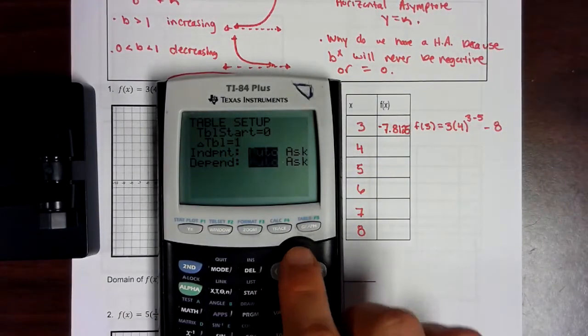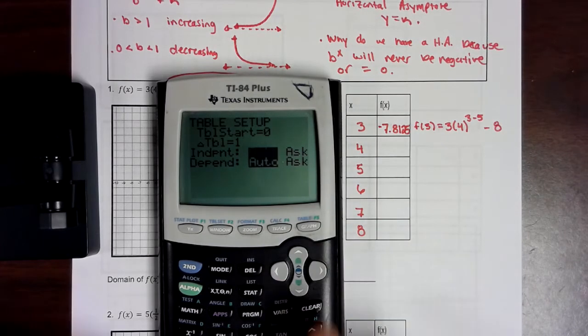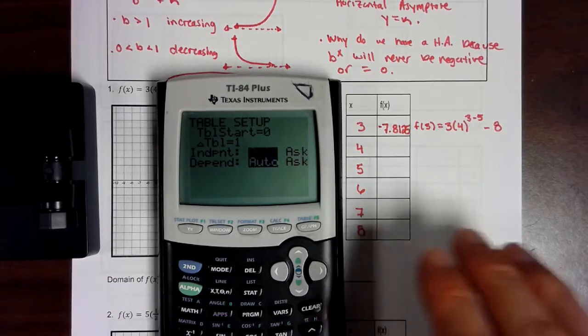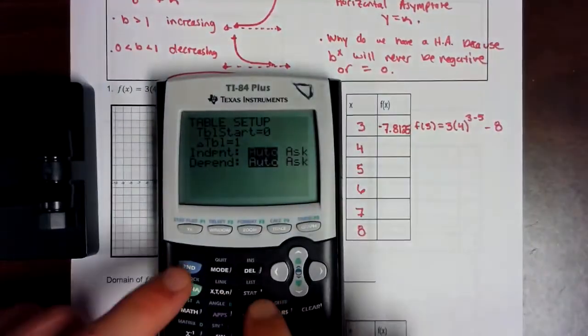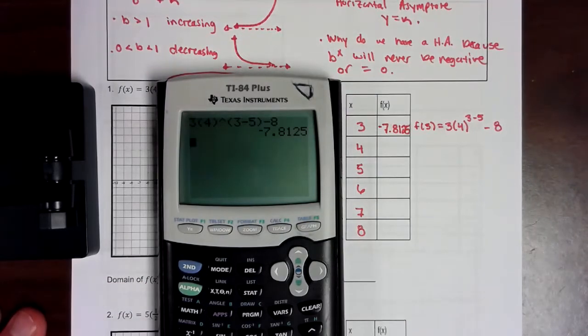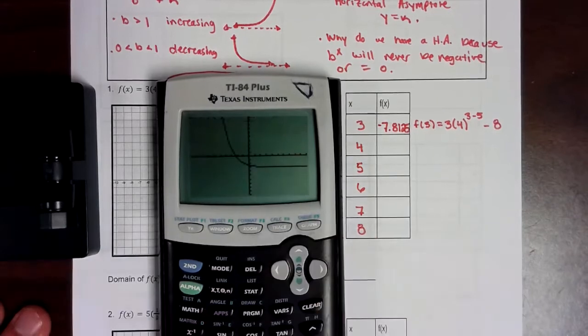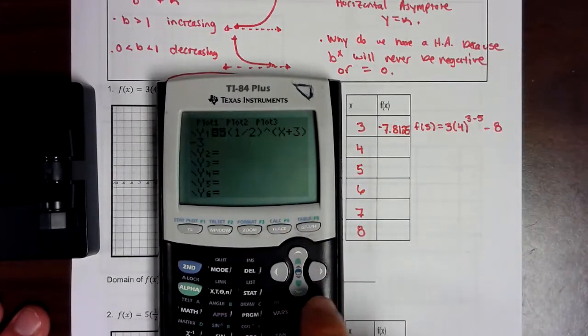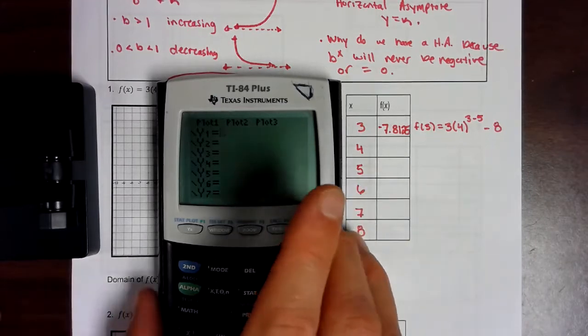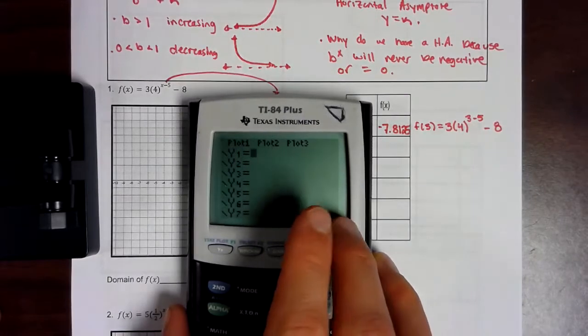The independent and dependent variables, we want these to be on auto for now. I'll eventually talk about when we might want them to be on ask. So once I'm done with these settings, make sure your calculator matches mine. I'm going to hit second mode and go back to my home screen. Now I can press graph and view the graph. Oh, sorry. Before I do that, I should type in my equation.